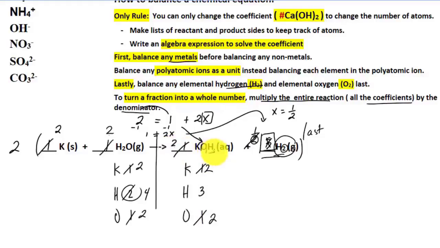2 times 1 give us 2. Okay. And we also have 1 times 2 that give us a total of 4. So there you go. We have used a fraction to solve for the coefficient. This is probably one of the most complicated problems that you will see in terms of writing an algebra expression to solve for the coefficient.